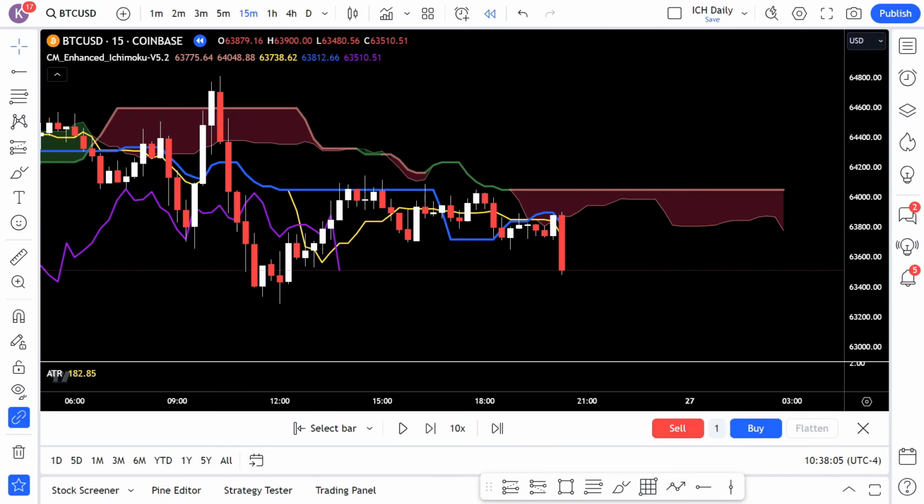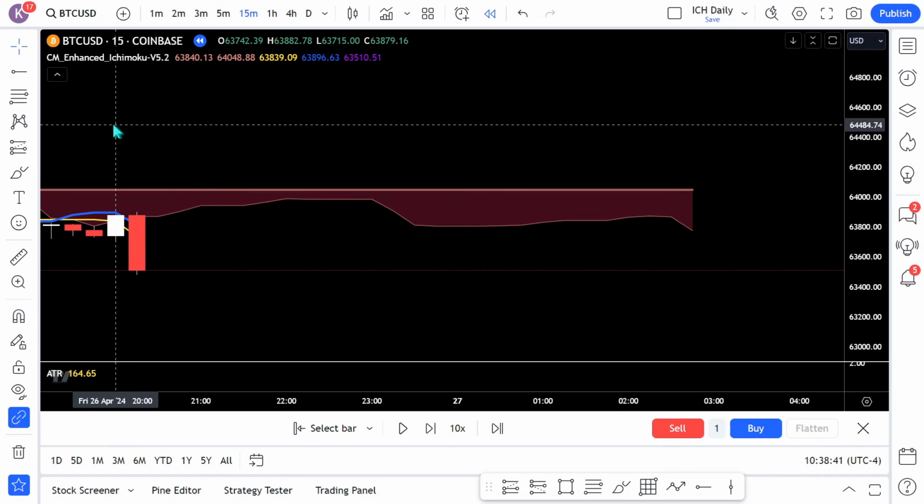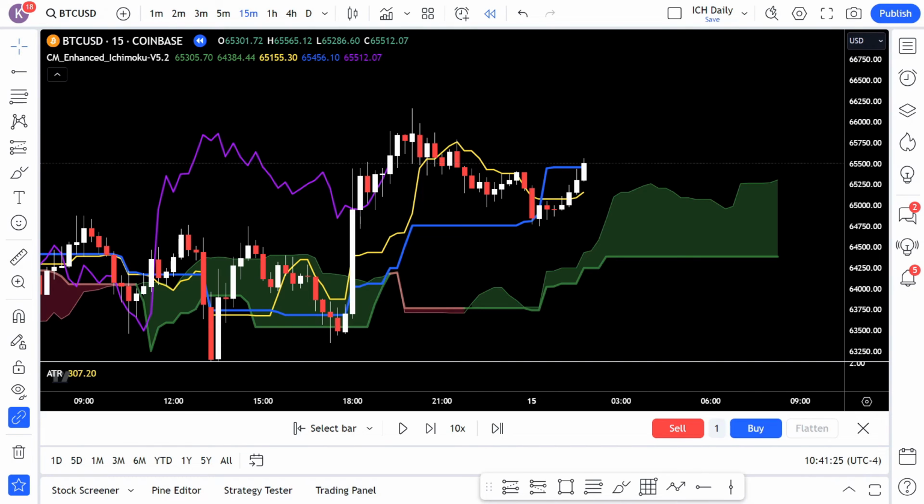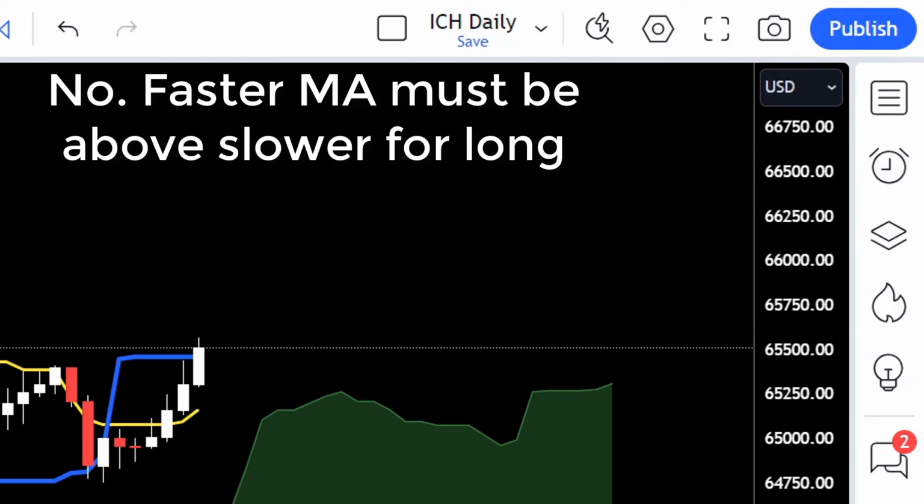How about this? Is it a valid bounce setup? If you look at the candle before, it actually closed inside of the cloud. This would invalidate it. In order to have a short bounce setup, the previous candle already had to close below the cloud. Take a look at this. Is this something you would go long on? The faster moving average, the yellow, is below the blue, so this would not be a bounce trade.